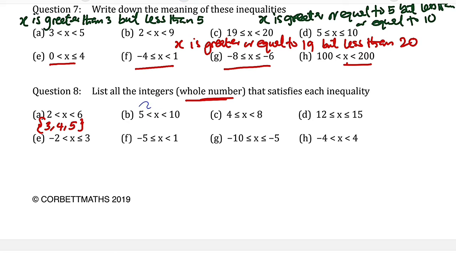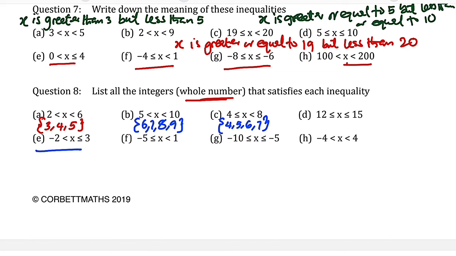Then this one is between 5 and 10, excluding 5 and 10. So we have 6, 7, 8, and 9. Right? And this one is between 4 and 8, but you have to include 4 and exclude 8 because we have or equal to here. So this is 4, 5, 6, 7. You stop. You can do the rest.